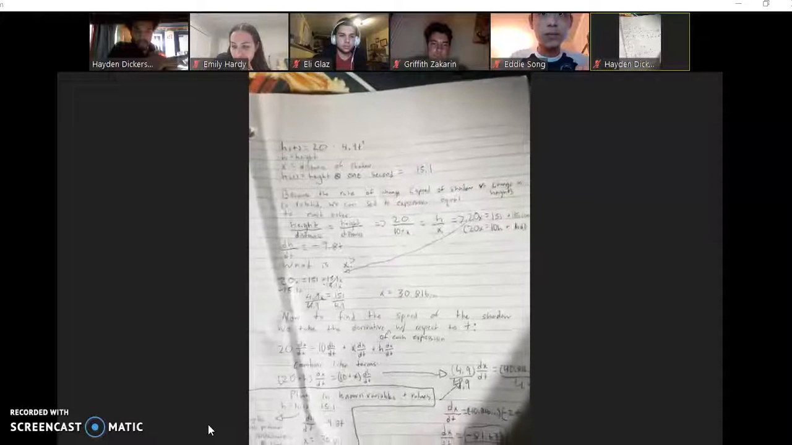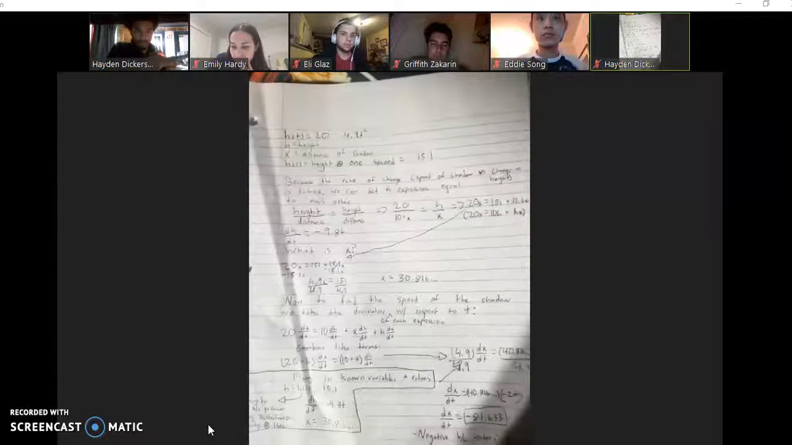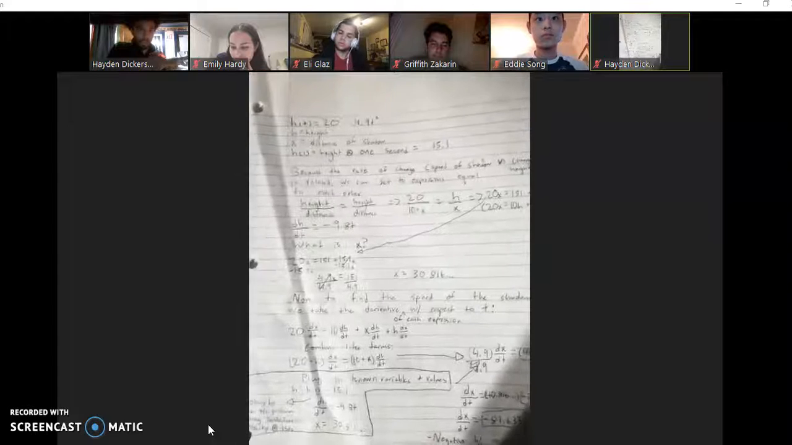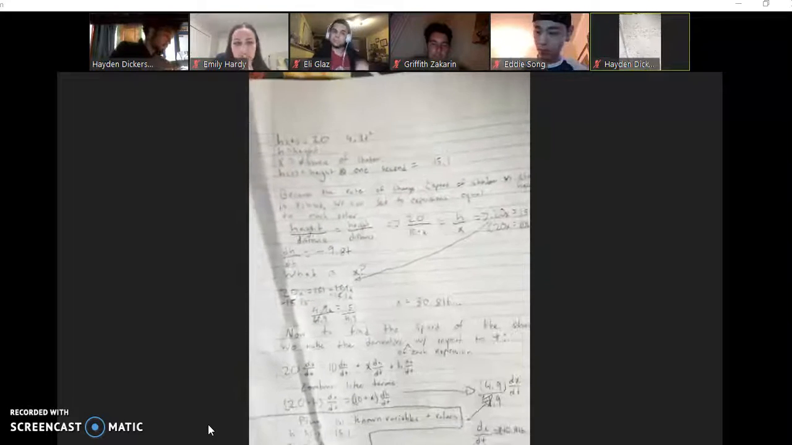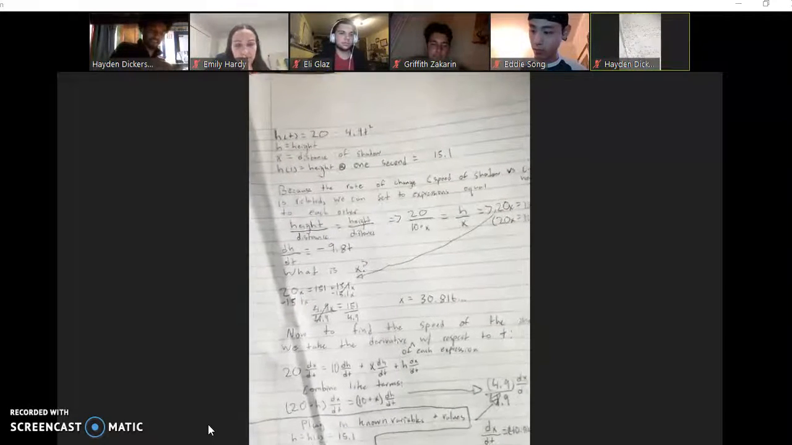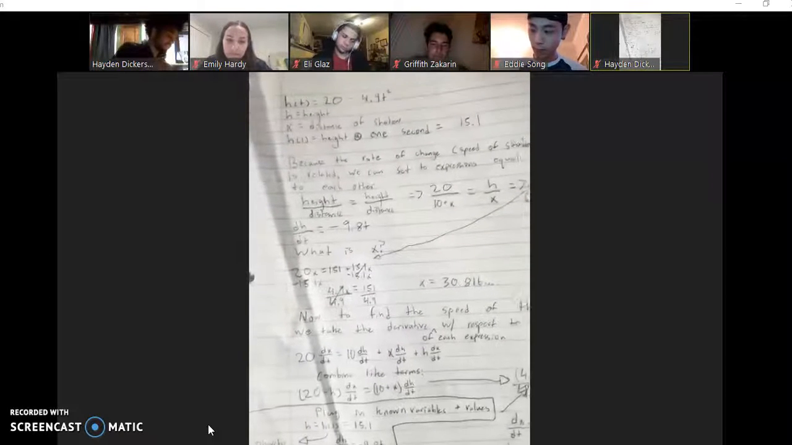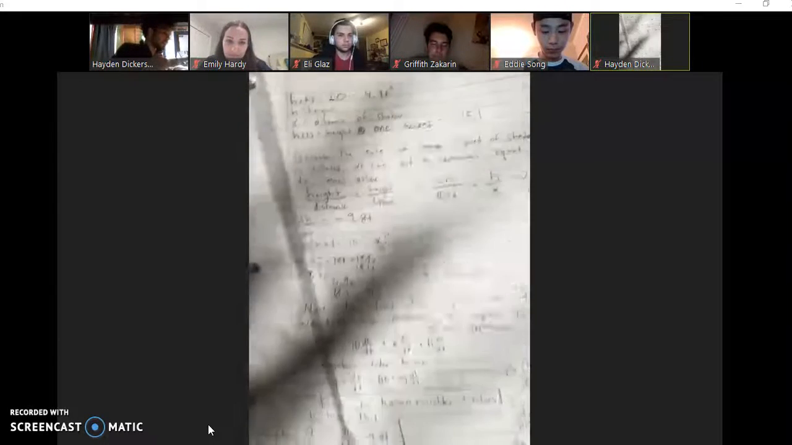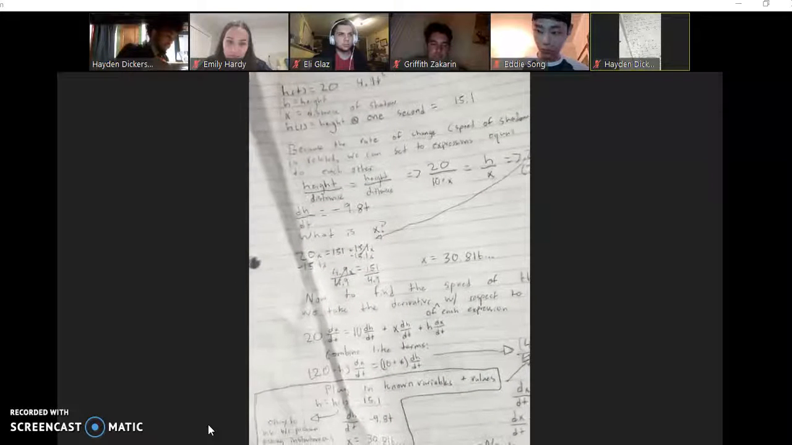All right, this is group number five's answer for question number two. It's asking how fast the shadow of a ball falling from 20 meters is moving.